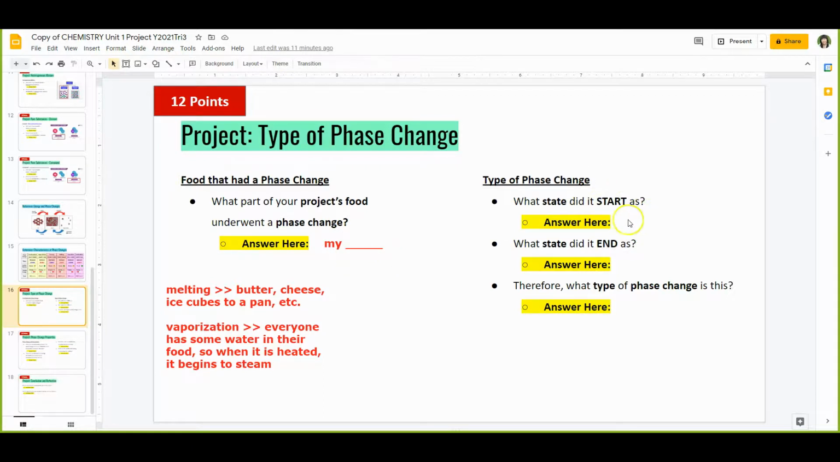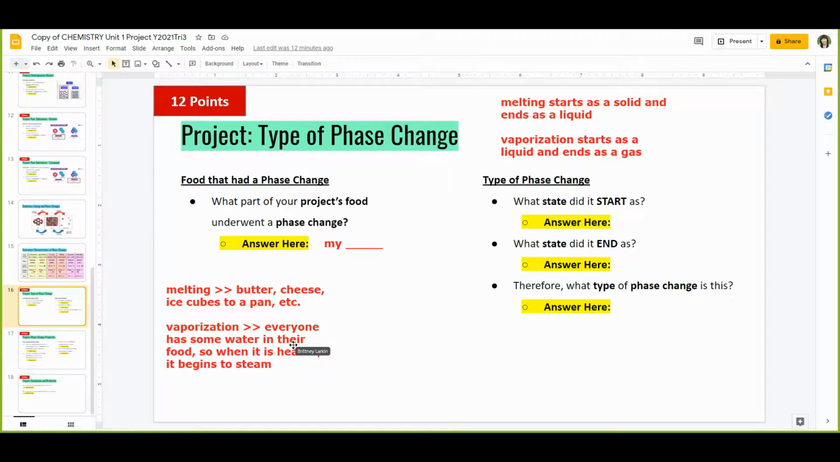Then you're going to say what state it started as. Remember that melting starts as a solid and ends as a liquid. And vaporization starts as a liquid and ends as a gas. Whichever one you choose, if you chose something that melted, your starting state should be a solid, your ending state should be a liquid, and you should say this is melting. If you chose the fact that everybody's food had water and it got heated, so everybody has at least one answer here.